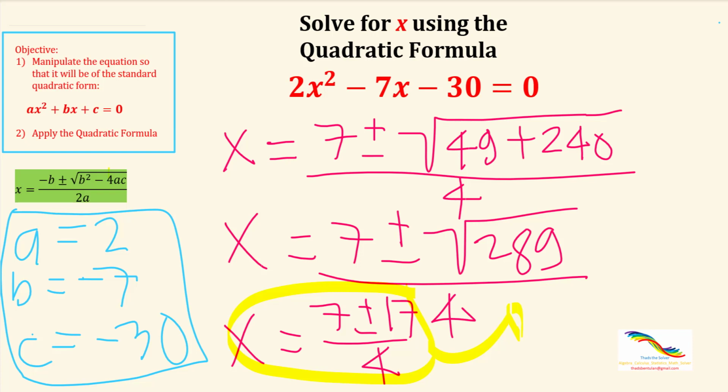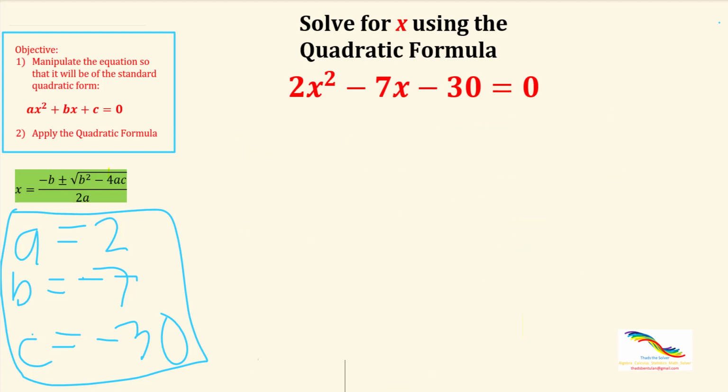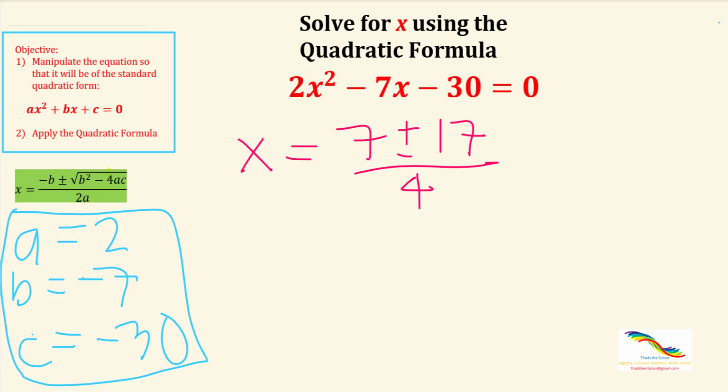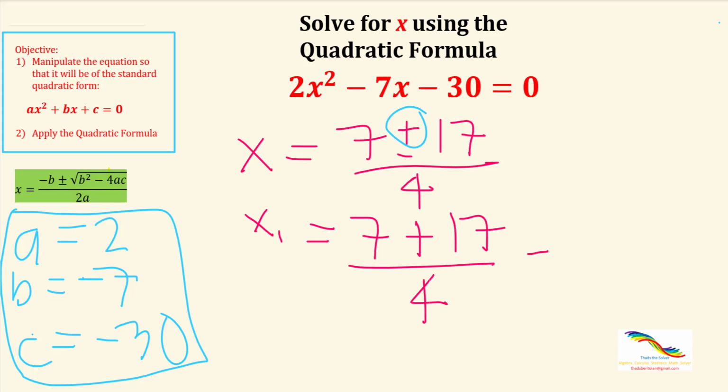And there are two solutions, the one involving the plus here and the one involving the minus here. Okay, so let's simplify again. So we now have two roots. X equals 7 plus minus 17 over 4. So the first root, just call it x1, using the plus. Okay, so that's 7 plus 17 over 4. That is equal to 24 over 4.